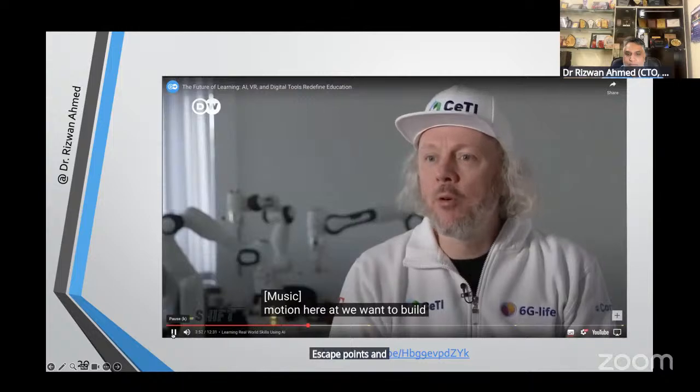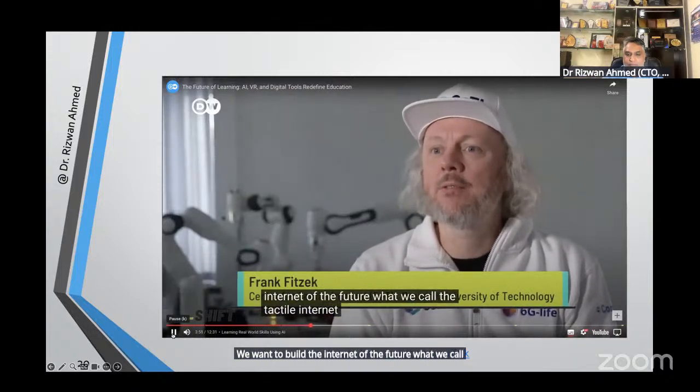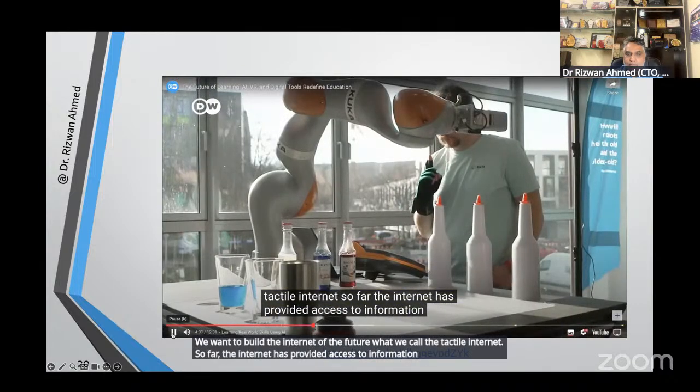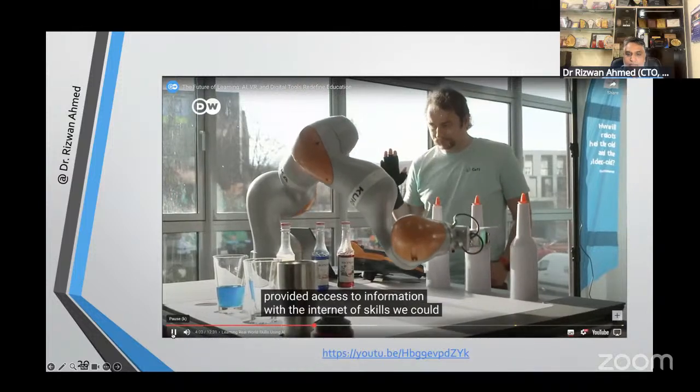Here at SETI, we want to build the internet of the future, what we call the tactile internet. So far, the internet has provided access to information. With the internet of skills, we could also provide on.